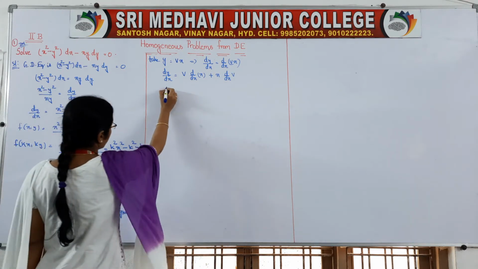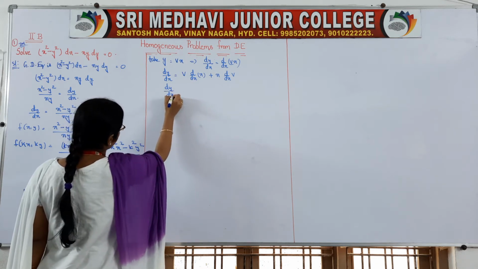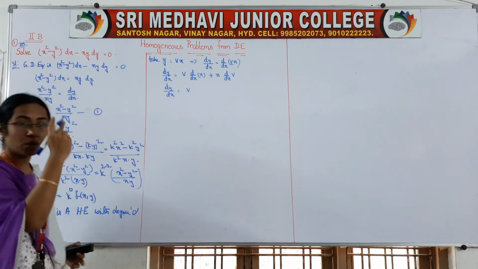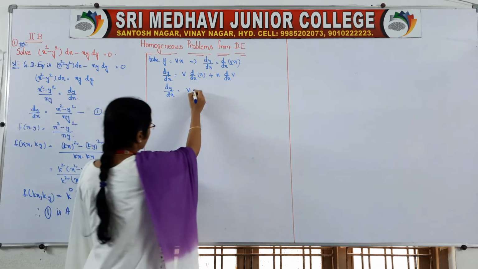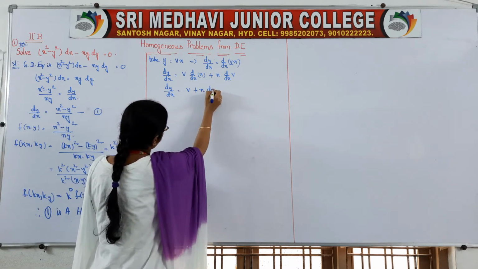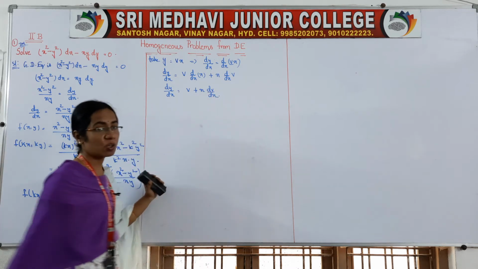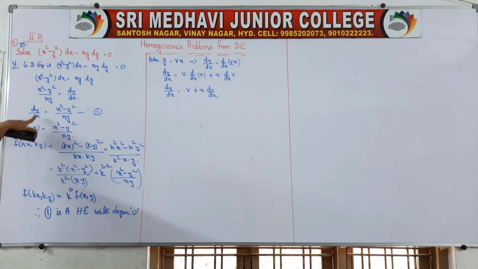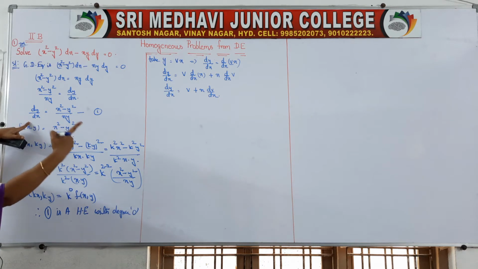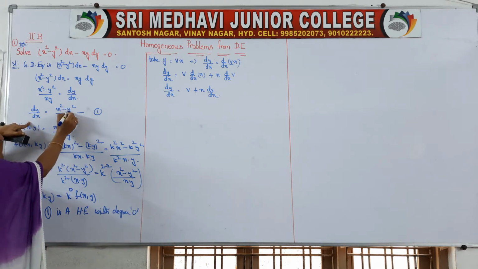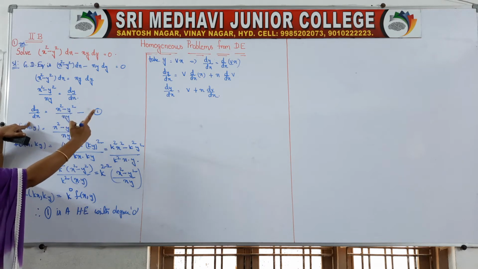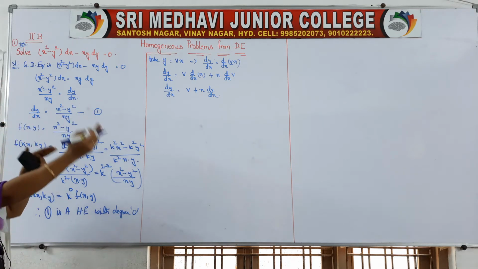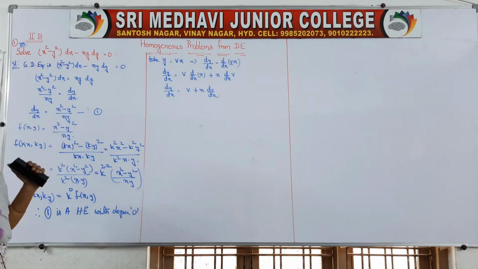Okay, so we can write this as dy/dx = v·d/dx(x) + x·dv/dx, where d/dx of x is 1. Then our equation 1 is the given equation: dy/dx = (x² − y²)/(xy). In place of dy/dx we substitute that, and wherever y is there we take vx. That means equation 1 changes into v terms and x terms.